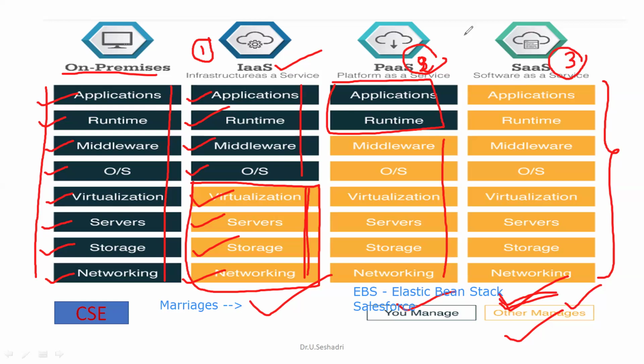So tell me the example for software as a service. Presently you are listening to my online session using the Zoom app. Are you thinking about networking? Are you thinking about how much storage Zoom is providing? Are you thinking about the servers? Are you thinking about which type of operating system they are using to develop the Zoom app? Are you thinking about how they are developing the Zoom app? Right? Are you thinking about all those things while you listen to my online session?